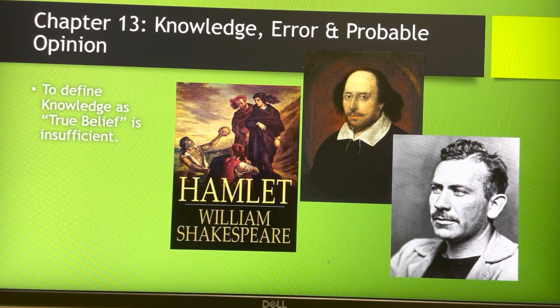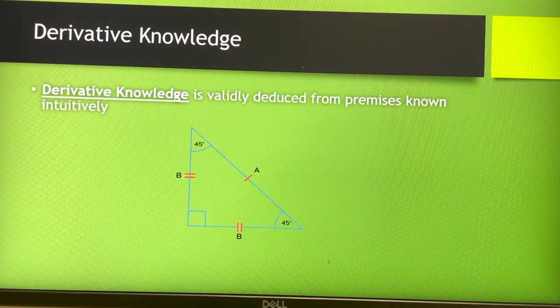So to help overcome this problem, Russell is going to distinguish between intuitive knowledge, which we learned about in a previous chapter, and derivative knowledge. So derivative knowledge, he says, is validly deduced from premises that are known intuitively.